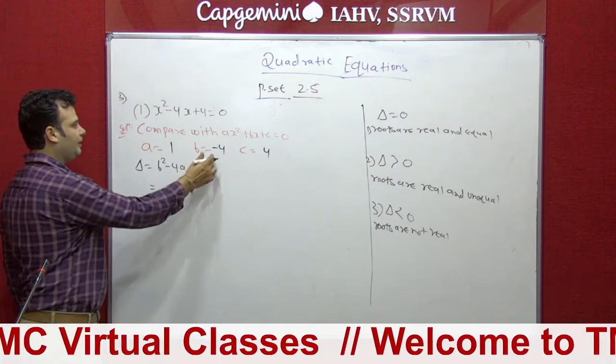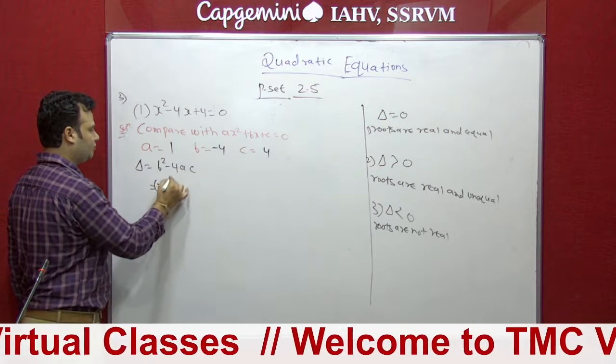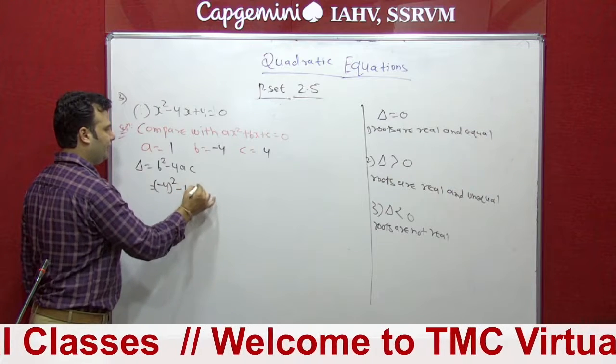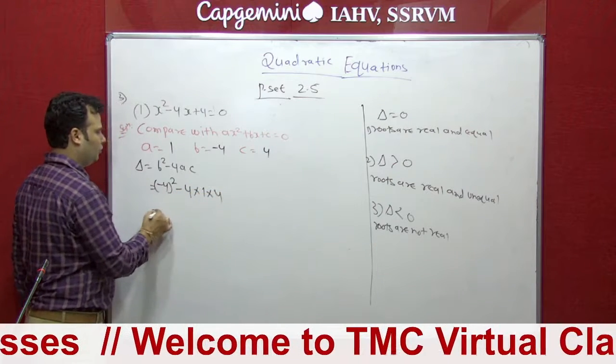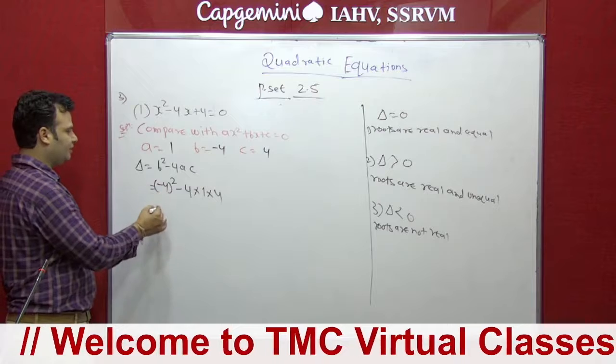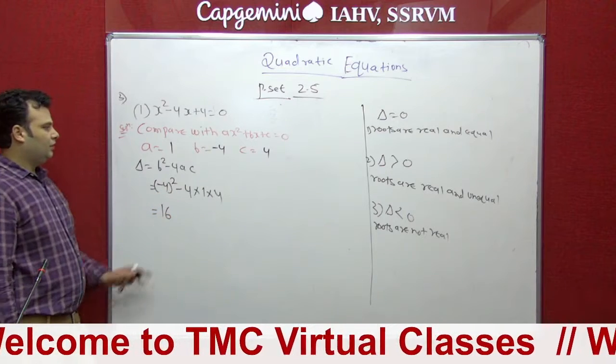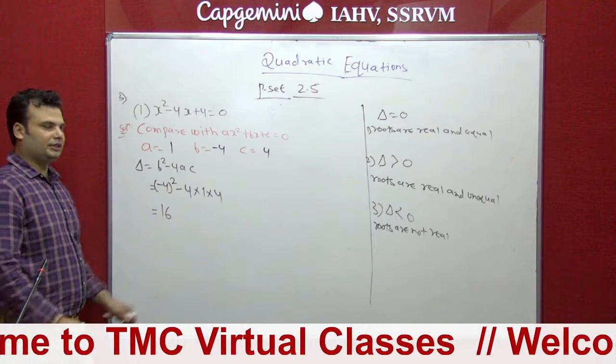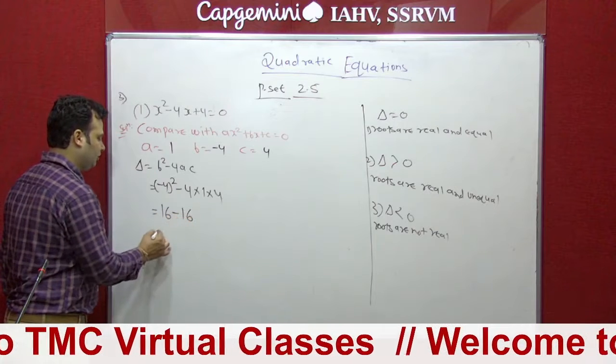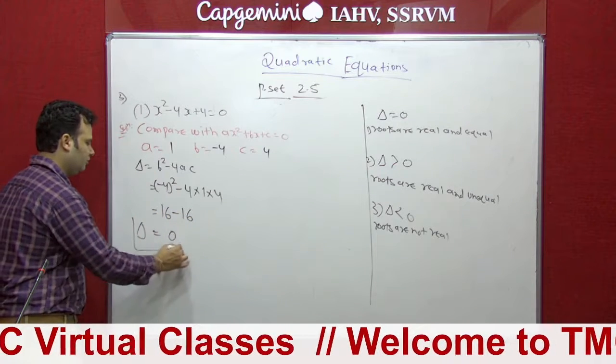So what is the value of b here? Minus 4. So minus 4 square, minus 4, a is 1 and c is 4. So 4 square is 16, minus becomes always plus, 4 ones are 4, 4 fours are 16. So 16 minus 16 becomes 0. So del equal to 0.